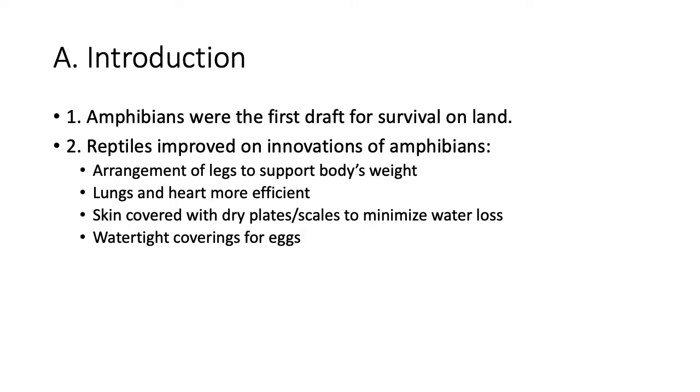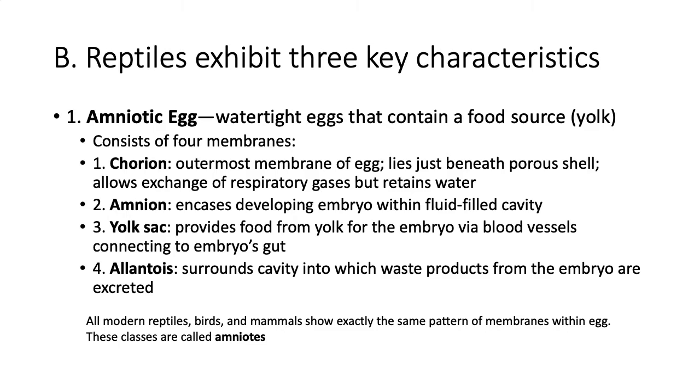The lungs, we're gonna see increased surface area. The skin is not going to be moist and smooth like amphibians. In fact, it's going to be made up of dry plates, scales, to help minimize water loss. And then I'm going to talk a little bit about the amniotic egg on this next slide. Watertight coverings for the eggs. So 3 key characteristics for reptiles. First one is this amniotic egg. All reptiles, birds, and mammals pretty much show the same pattern of membranes within their egg, and we're actually called amniotes. So we're included in this characteristic, but obviously our egg is a little bit different.